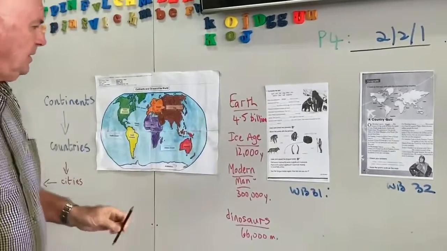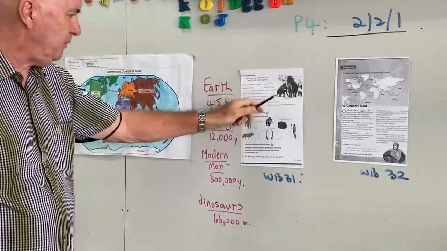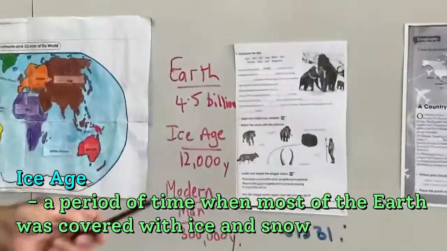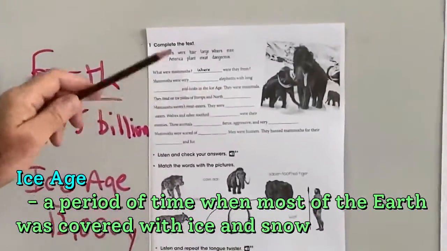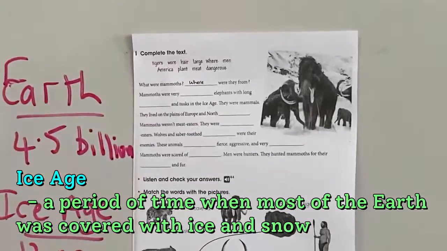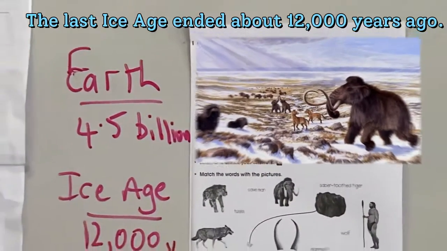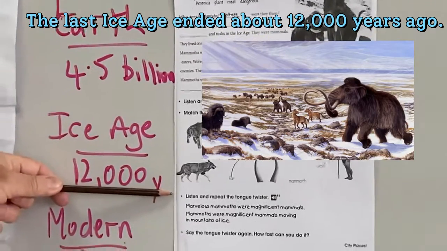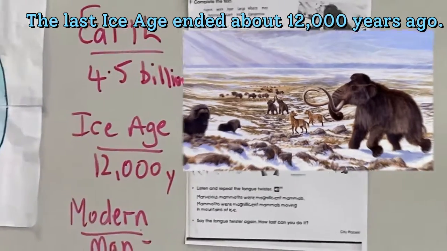But let's just look a little bit about history. It's talking about the Ice Age. The Ice Age, a period of time when most of the earth was covered with ice and snow. Now the last ice age ended about 12,000 years ago. Let's look at some little bits of history.